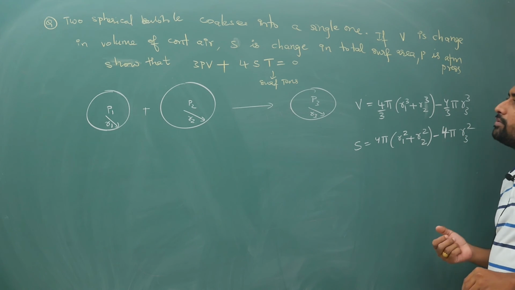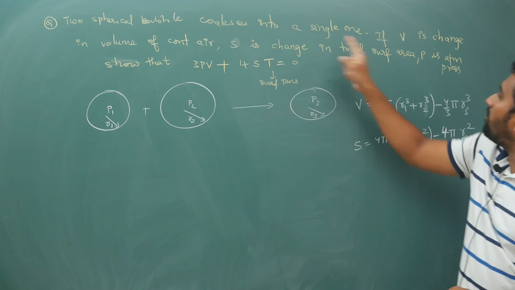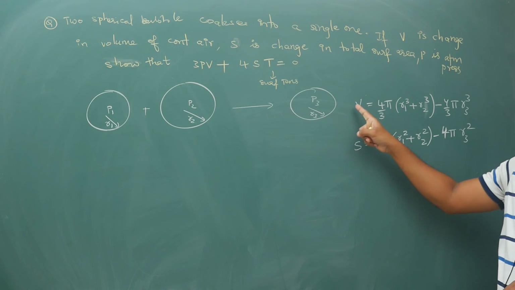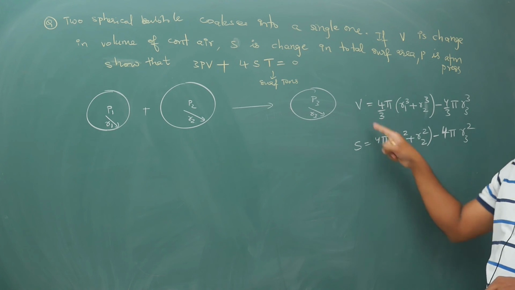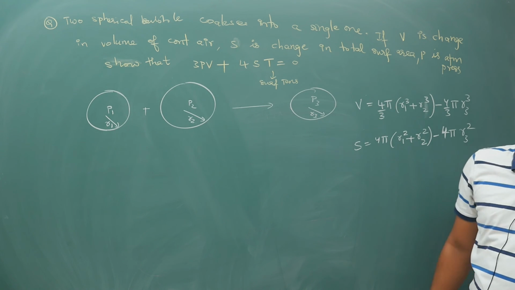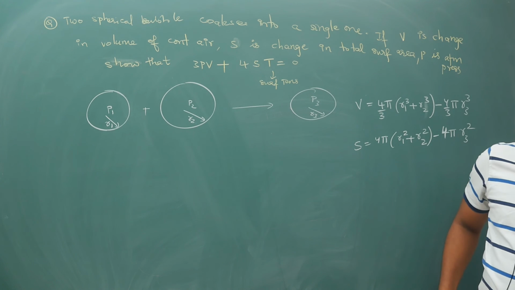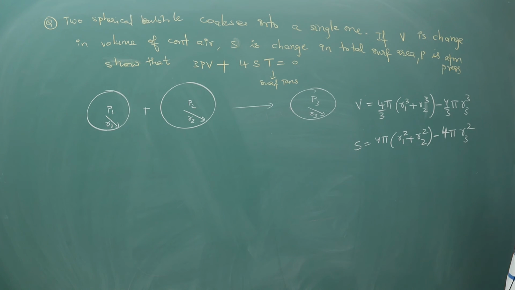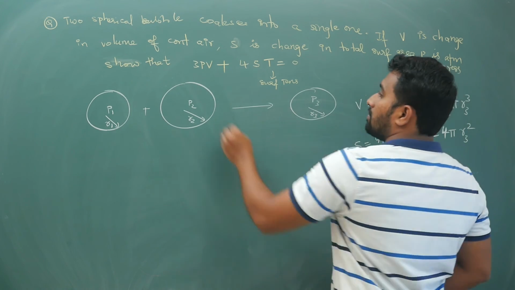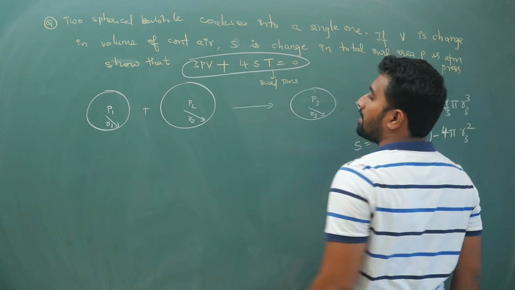Okay, what is it that I am doing? I am assuming the change in volumes. In the end I have to replace these expressions with V and S. That is why I am doing this. Now here I need to get this expression. This is my ultimate target.